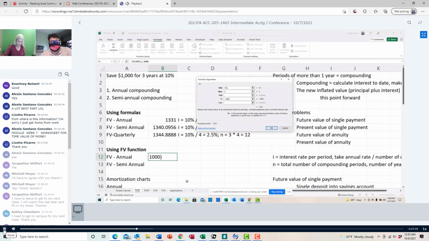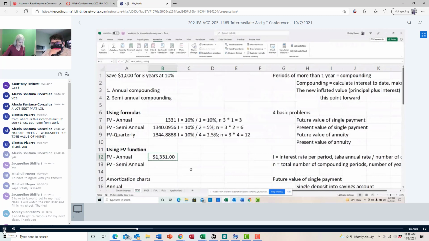Just to prove that the FV function works, we're going to try it for semi-annual. And by the way, the answer comes up already formatted in dollars because Excel assumes that if you're using FV, you're always talking about money, because interest is always money. It can never be units or pounds or anything like that. It's always money. If that makes sense.